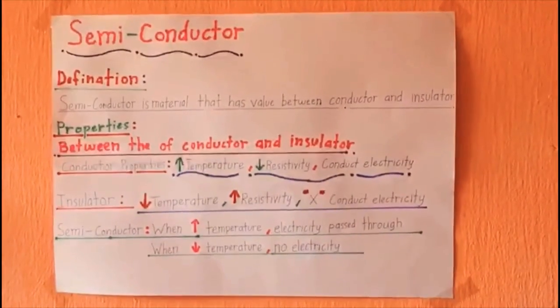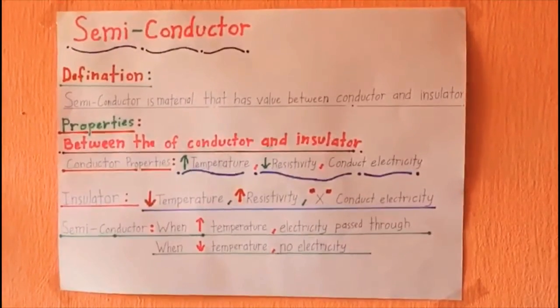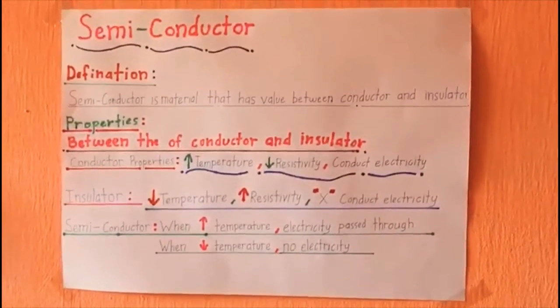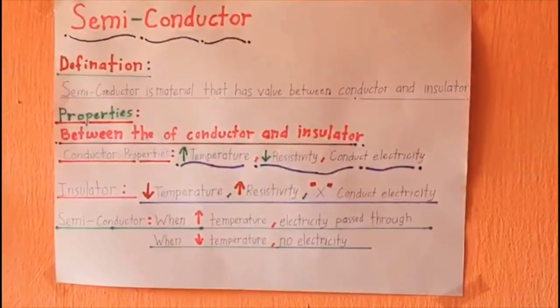Hello, today I'm gonna talk about semiconductors. A semiconductor is a material whose properties lie between a conductor and an insulator.